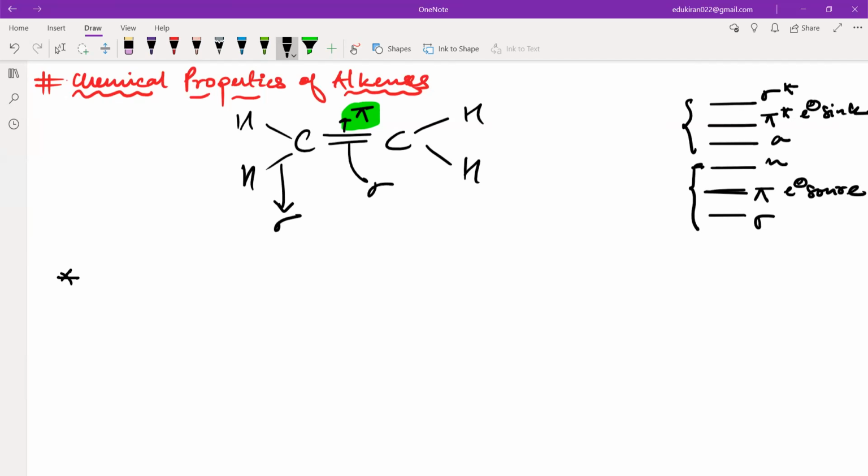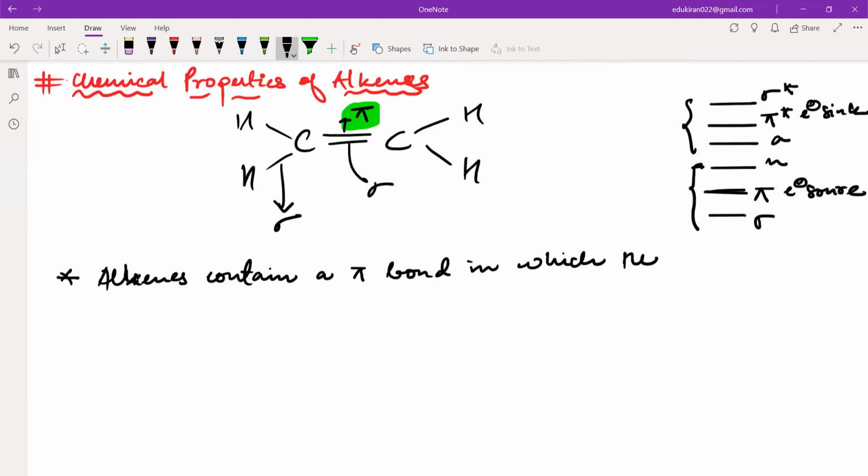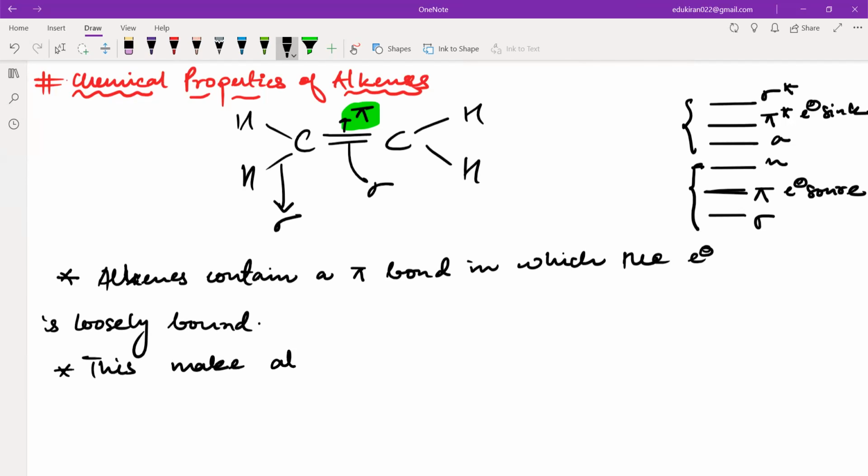And we can write here that alkenes contain a pi bond in which the electron is loosely bound. Okay. This makes alkenes an electron source, and that is why they will be breaking this pi bond.